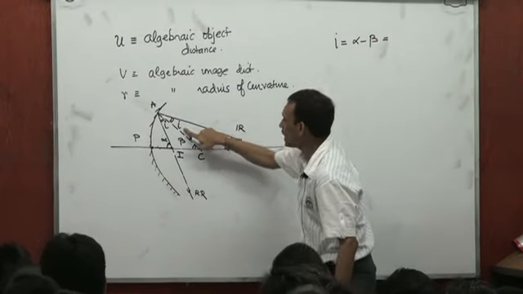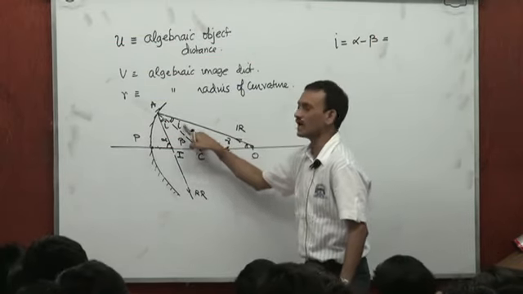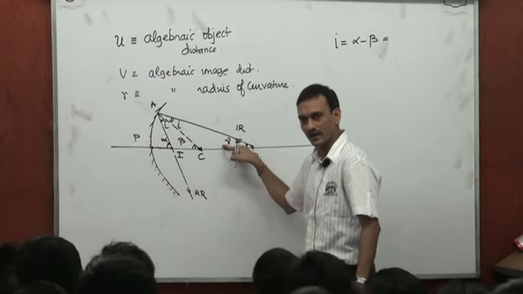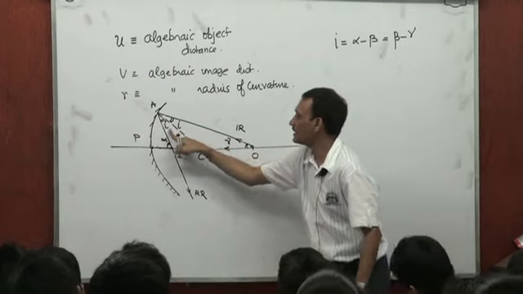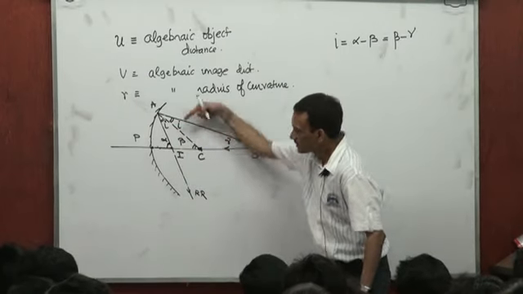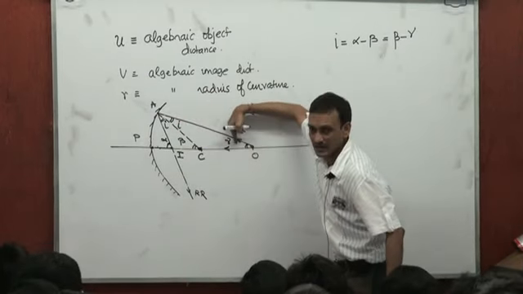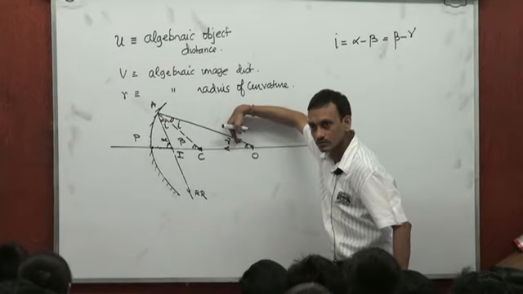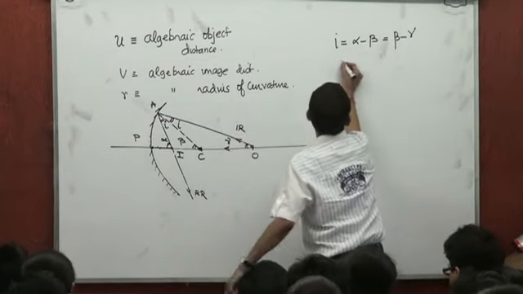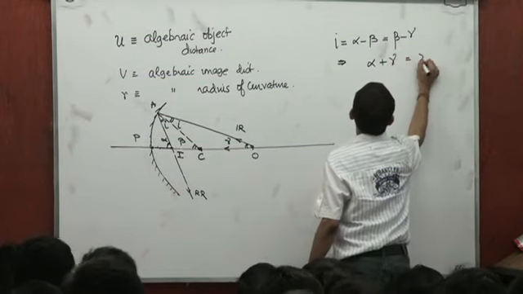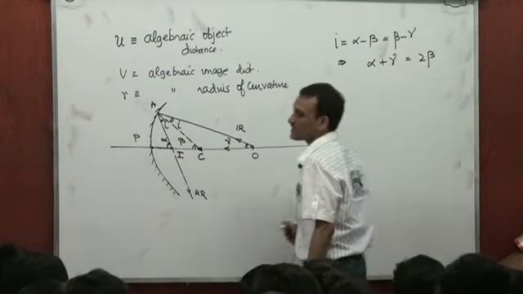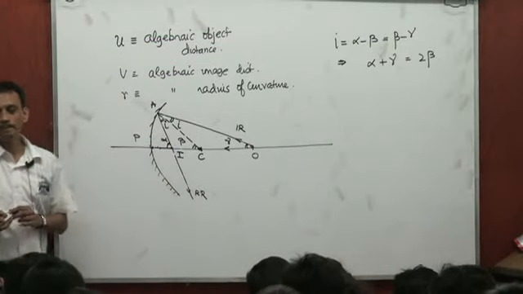And this I would be beta minus gamma, right? See, this I is alpha minus beta. This I is beta minus gamma, right? Which gives us alpha plus gamma is 2 beta.